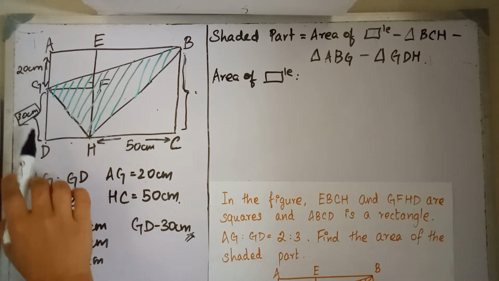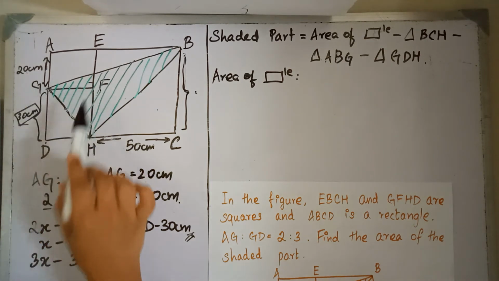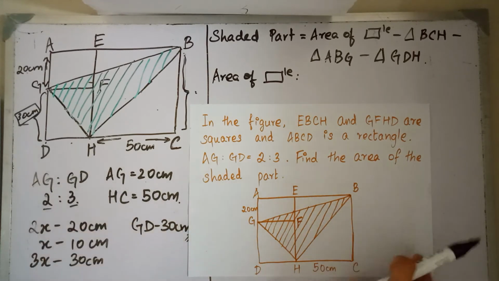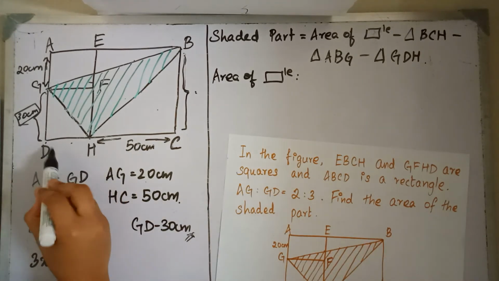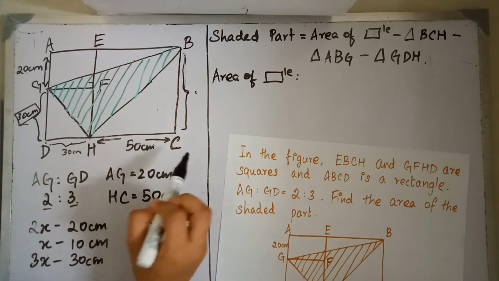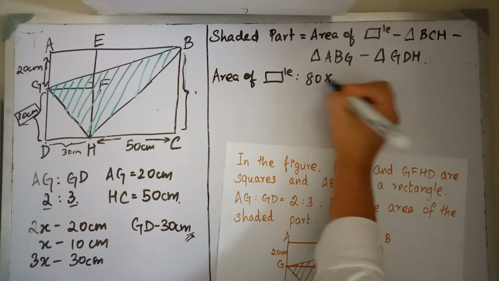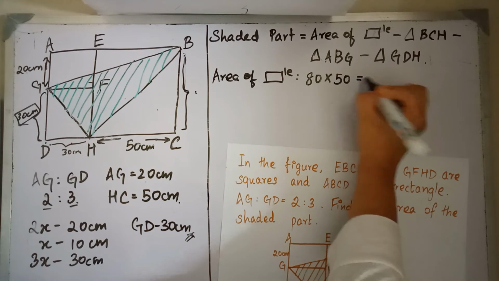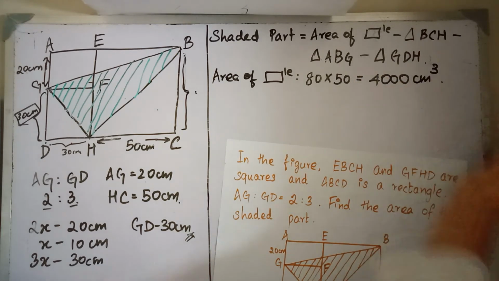So we have the breadth. How do we find out the length? Now this is a square, GFHT, because the question says so. You can't guess it just by looking at the figure, but the question states that GFHT is a square. So we can assume this to also be 30 cm. Then the length of the side CD will be 80. So it is 80 into 20 plus 30, and that is 50. This gives us the area of the rectangle, which is 4000 cm square.